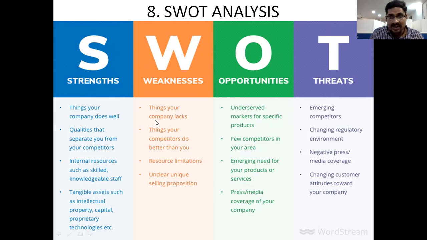Weaknesses: things your company lacks. Next, things your competitors do better than you. So if competitors' activities and tasks are better than yours, it indicates weaknesses of our internal company. Next, resource limitations or lack of resources. I have already told you a number of times, resources means the 5 M's: money, men, material, methods, and machineries. So lack of resources is one indication of weakness of our organization. Next, unclear unique selling propositions. It is another indication of weaknesses, right? Selling propositions means giving advertisements and personal selling.